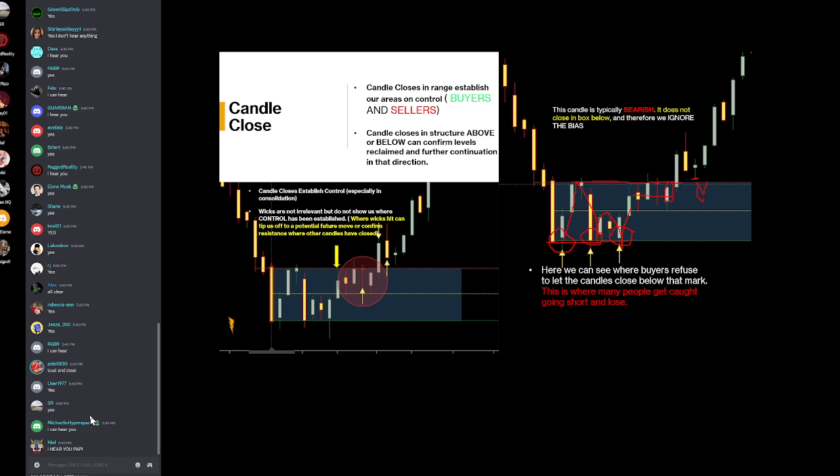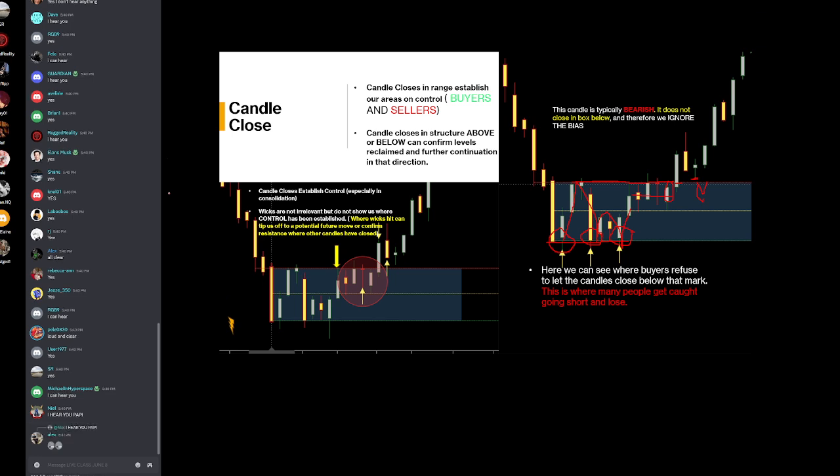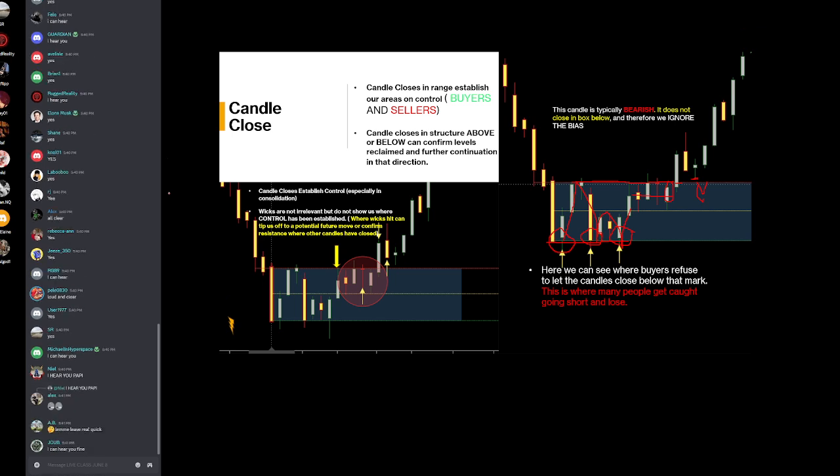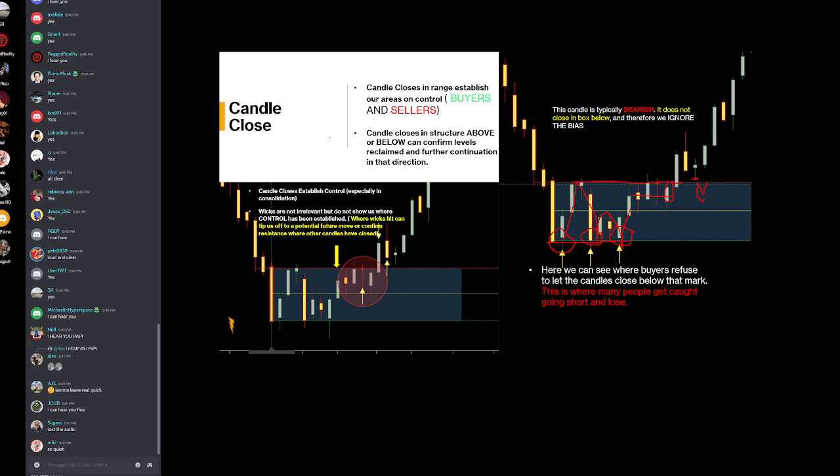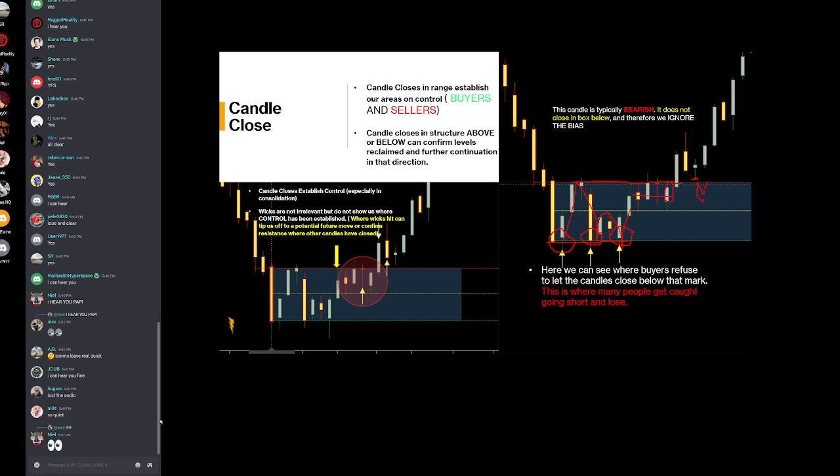All right. So now we're going to go over kind of the contents of the box, and what typically shows, or what's more important. What's more important other than just a candle close, or a candle name? Candle closes are by far some of the most important things.